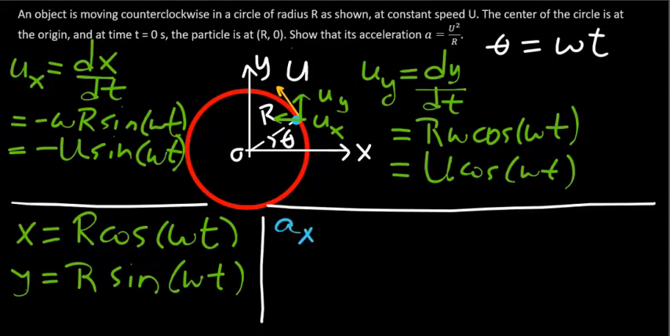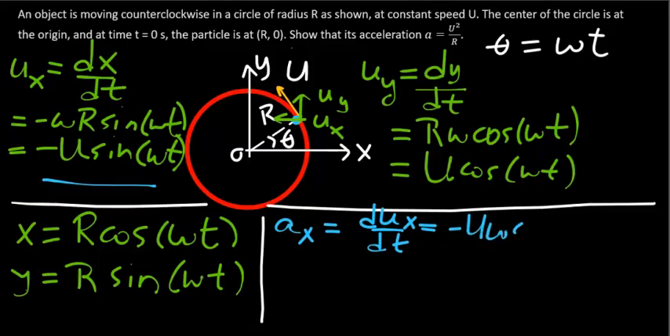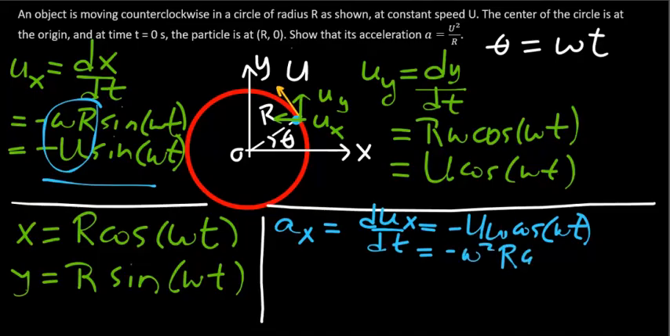The x component of the acceleration is given by the time derivative of the x component of the velocity, namely this. So when you take the derivative of that function with respect to time, you get minus u omega cosine omega t. Since u equals omega times r, you can rewrite it in terms of omega and r as minus omega squared r cosine omega t.